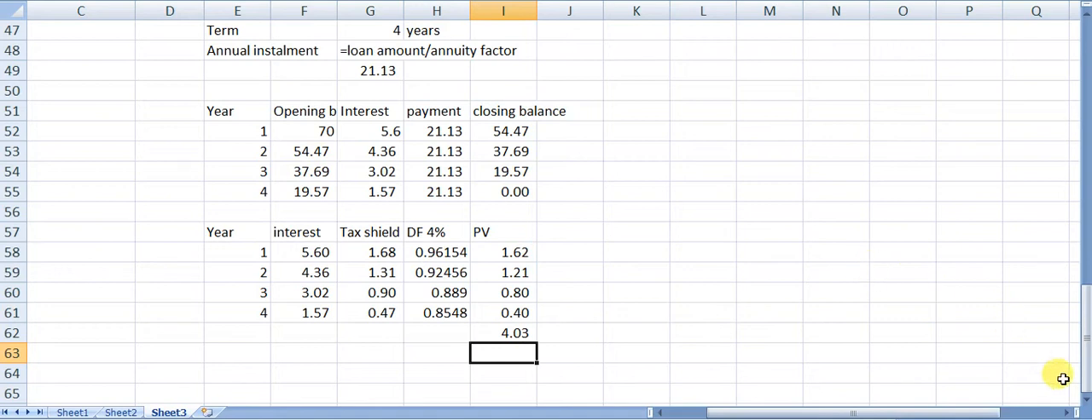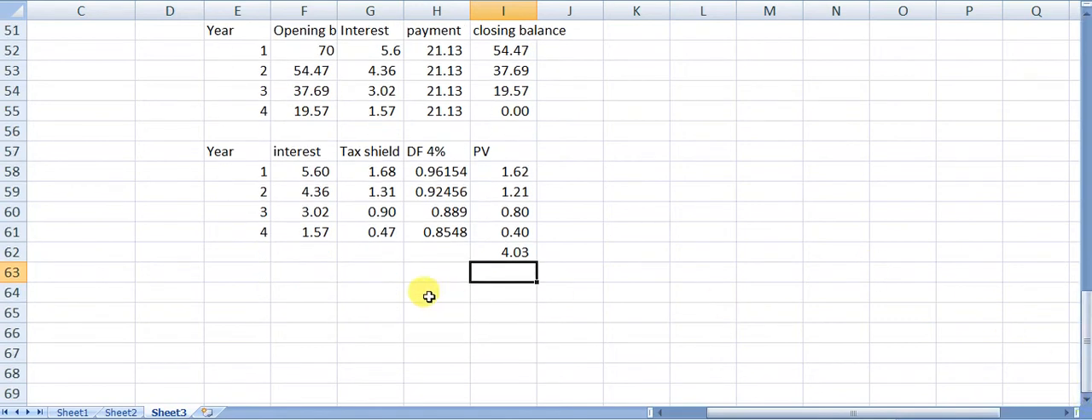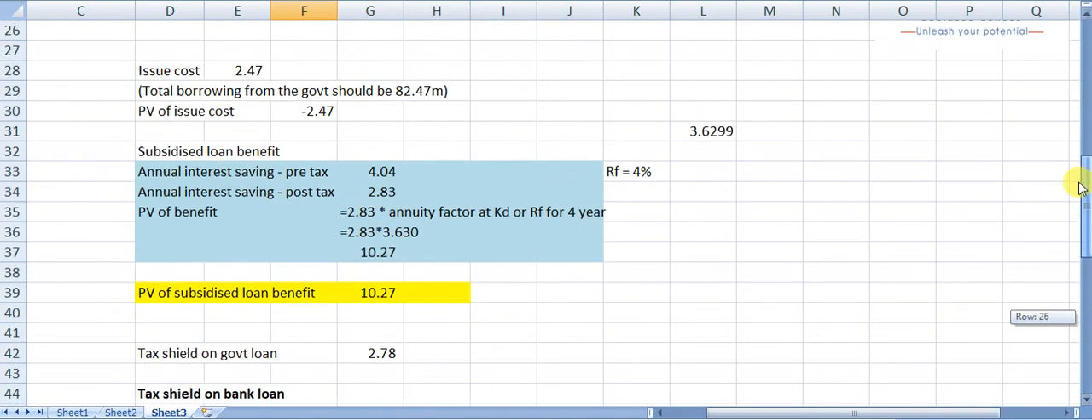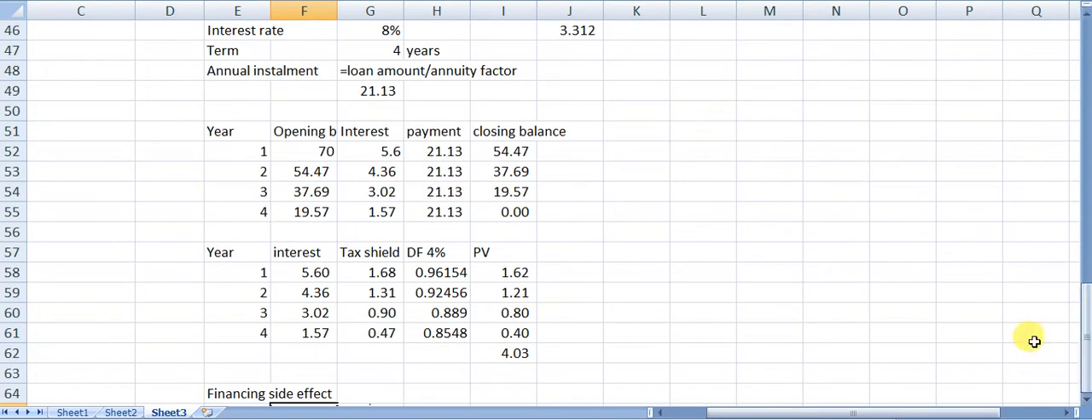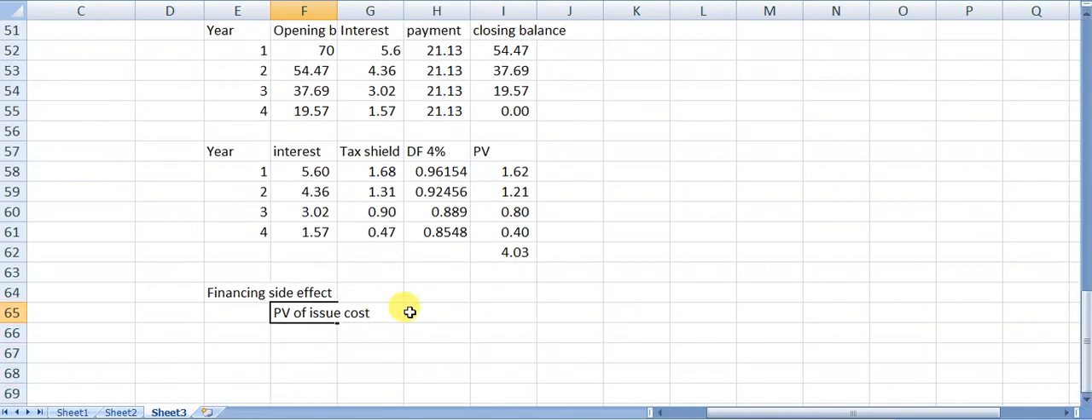Right. Let me summarize now. Now we have done a lot of things, guys. Let me summarize. Financing side effect. First we had issue cost. PV of issue cost. How much was the PV of issue cost? We found it here, minus 2.4. So issue cost is a brokerage fee, guys. It has to be a minus thing. Yes, it is minus 2.47.